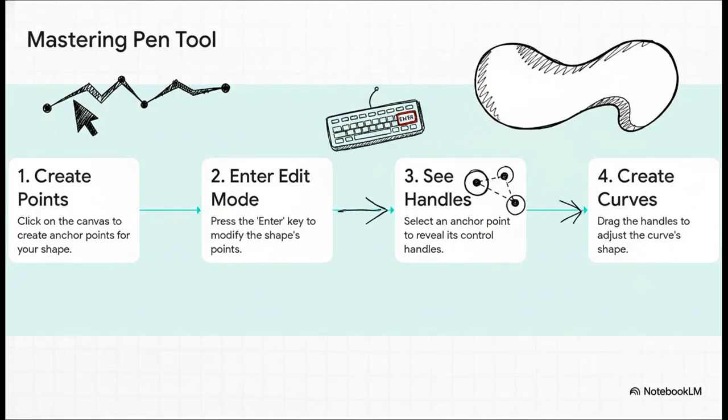Now, the pen tool looks way scarier than it is. Really, it's just connect the dots. You click to drop points to make a shape. Then you hit Enter, and you can grab those points and pull on their little handles to create beautiful, smooth curves. It takes a little bit of practice for sure, but that's the basic idea.